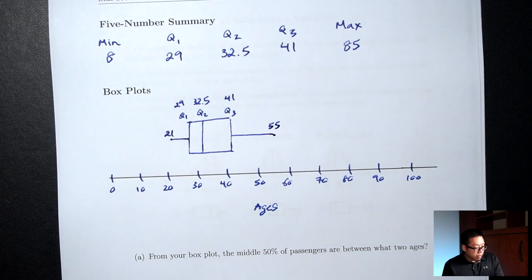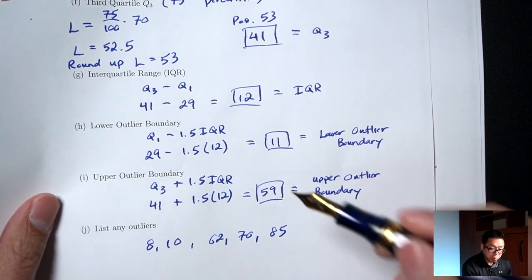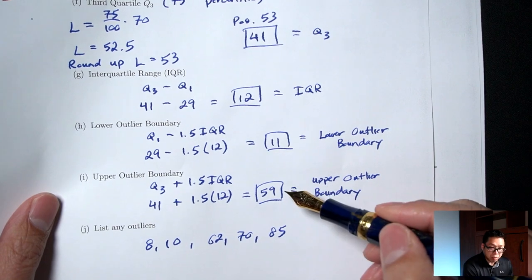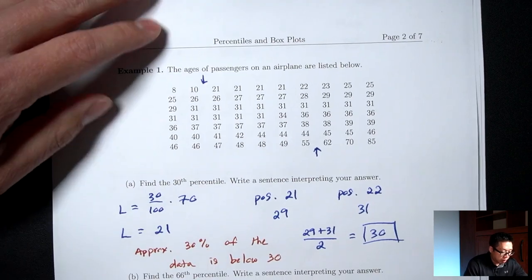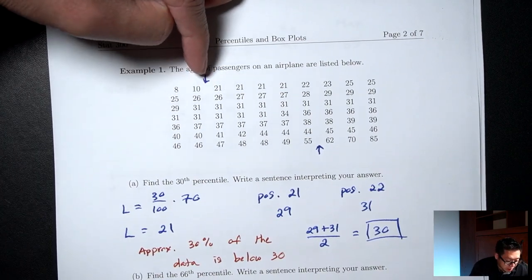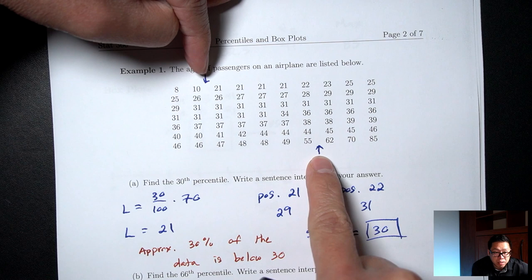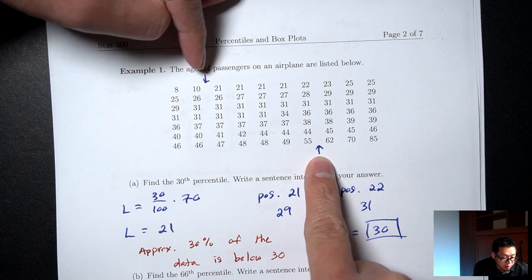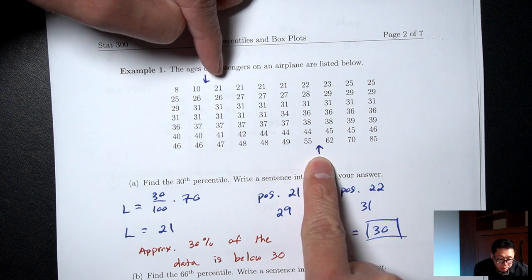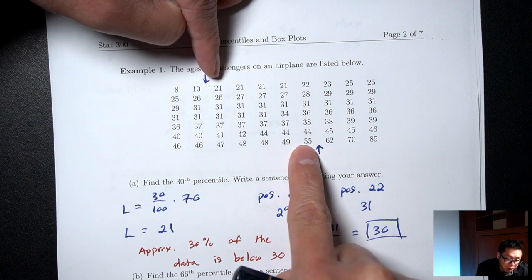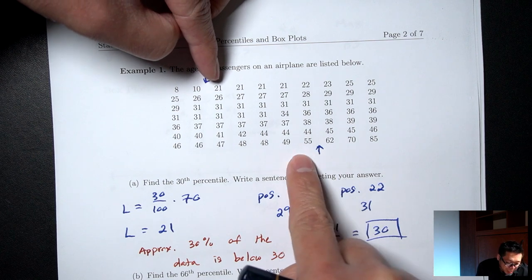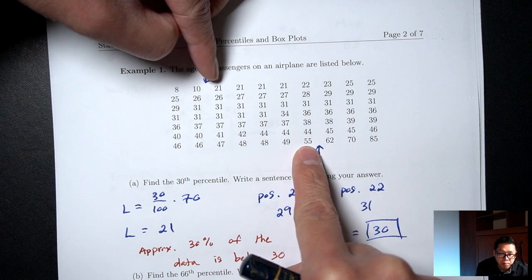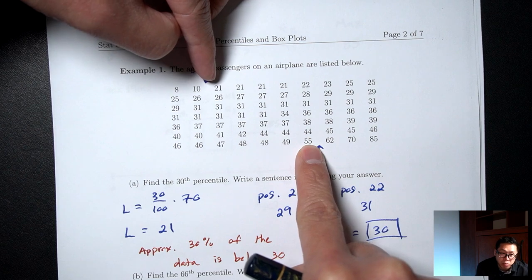So once again, the whiskers have to do with the lower and upper outlier boundaries, but you don't go directly to them on your picture. Find out where they are in your data, which in our case was between the 10 and 21 and between the 55 and the 62. And then for the lower, you go up to the next data value; for the upper, you go down. So basically you're going in, right? The lower, you go up, the upper, you go down to the next data value. And those will be where you draw your whiskers to.